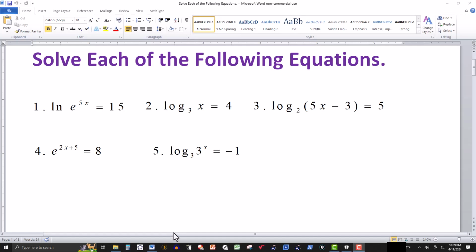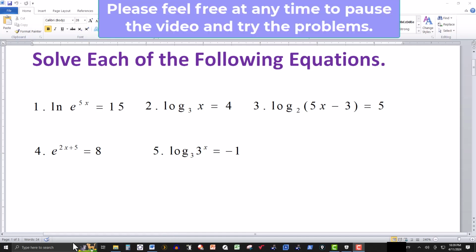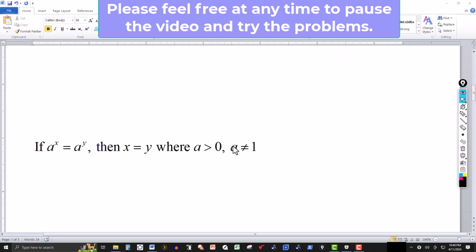In this video we have 5 problems to solve equations. Got some logarithmic equations, exponential, a mixture of exponential and log. So real quickly here, let's just go over some of the properties here.